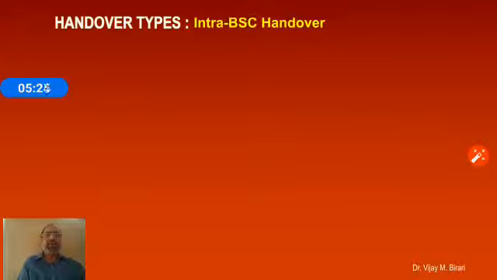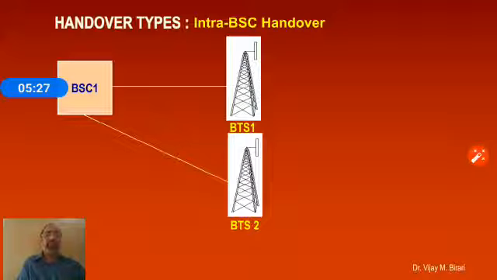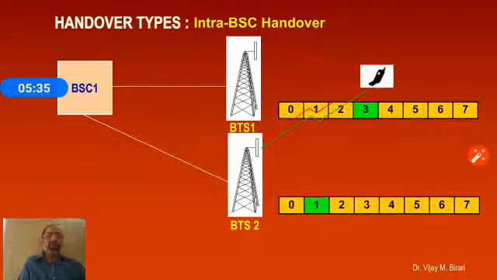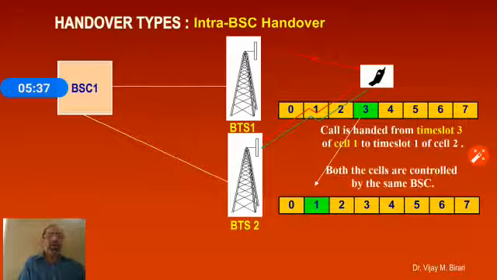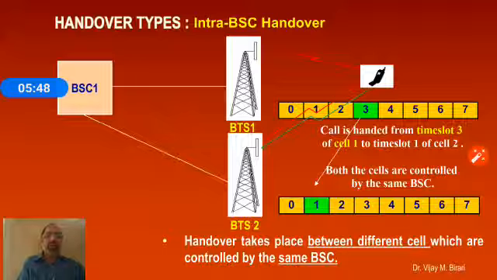Second type is intra-BSC, so within the BSC range only. It consists of 2 or more BTS but a single BSC. In this case, the call is handed from time slot 3 of cell 1 to time slot 1 of cell 2. Both the cells are controlled by the same BSC. That is what we call handover taking place between different cells which are controlled by the same BSC.